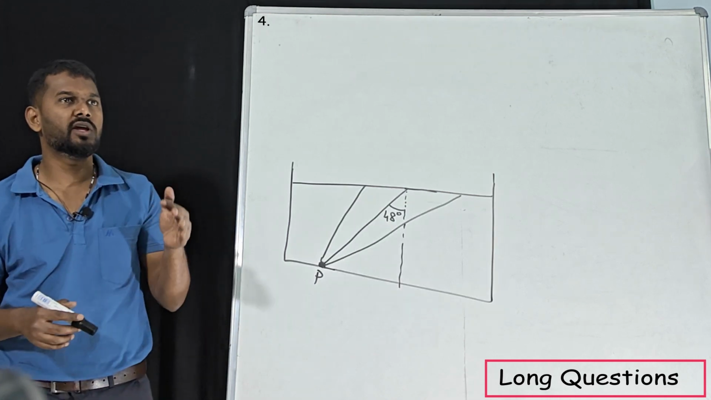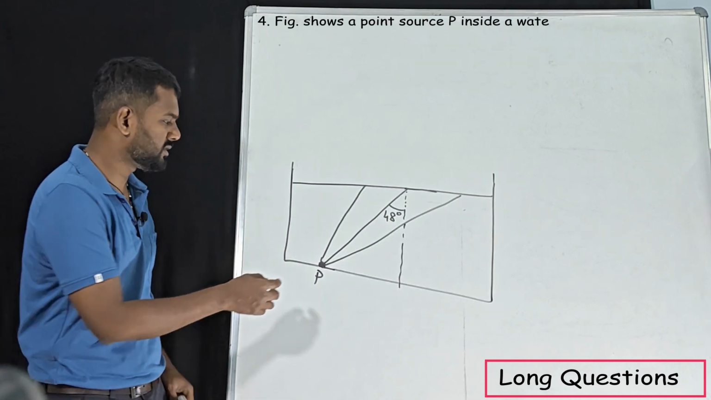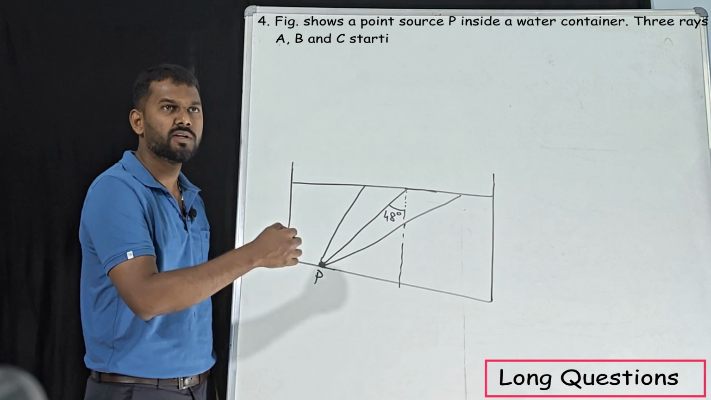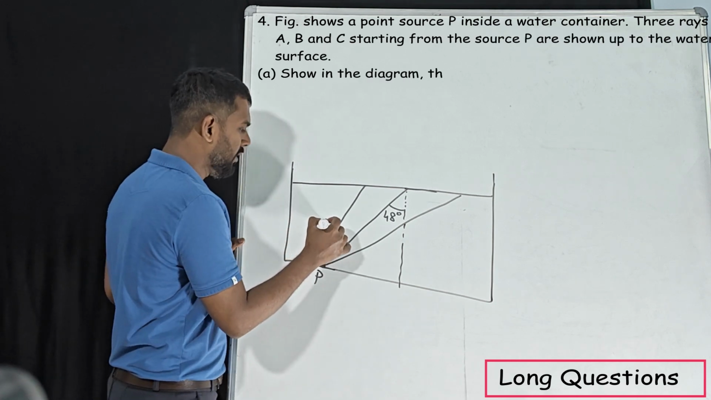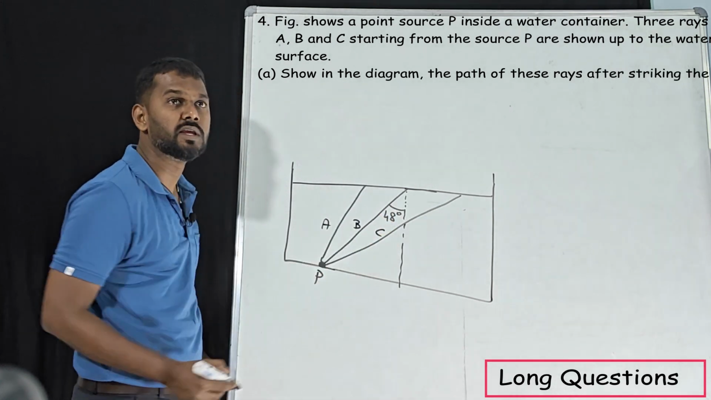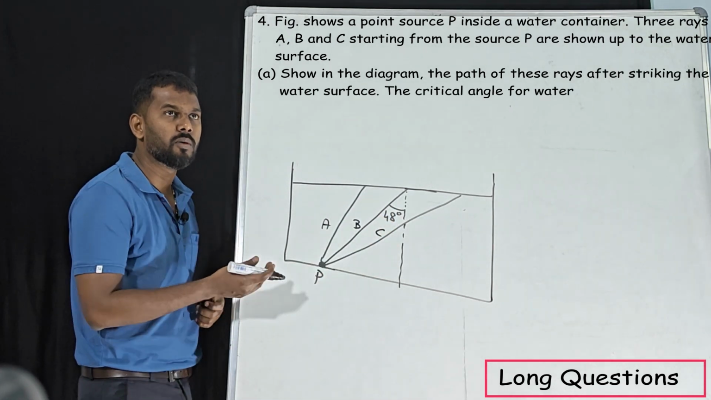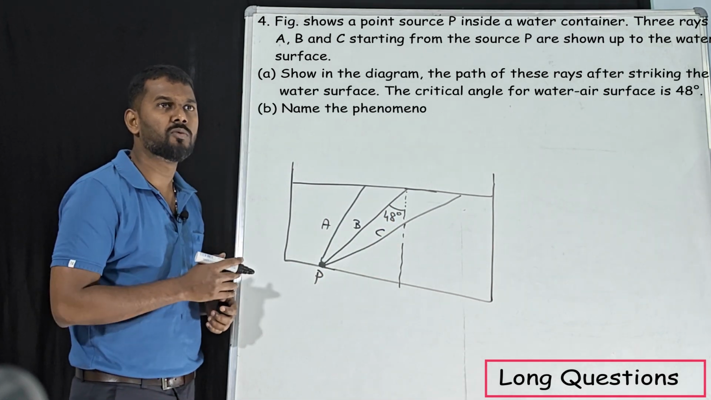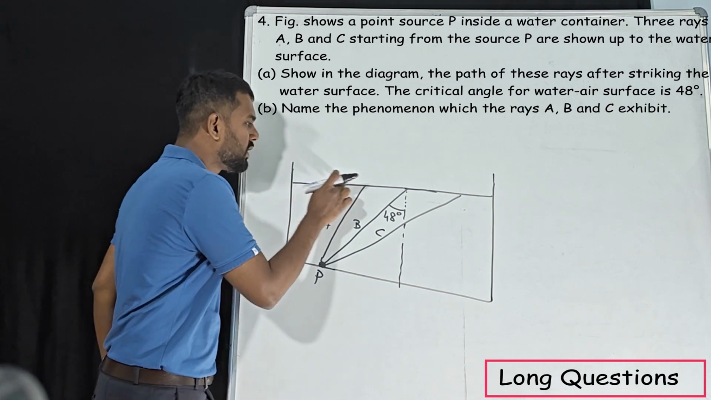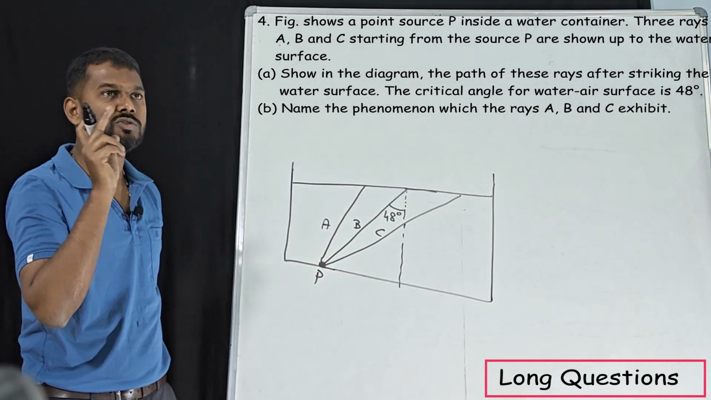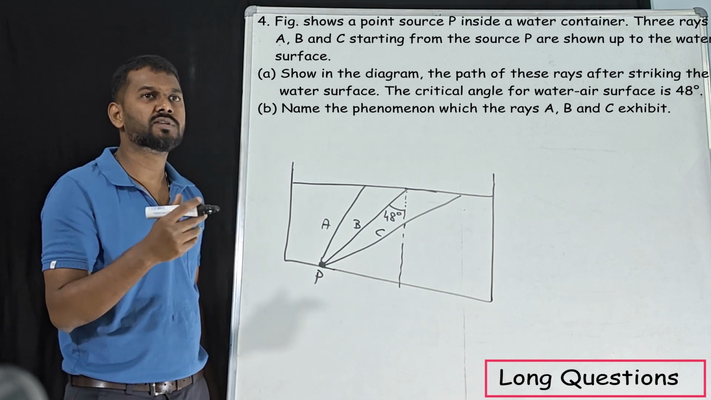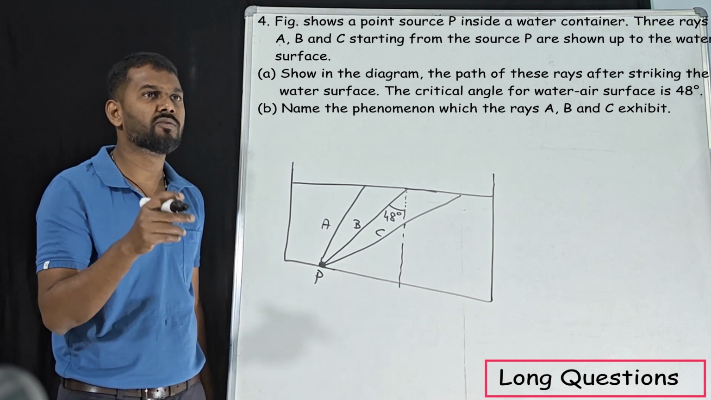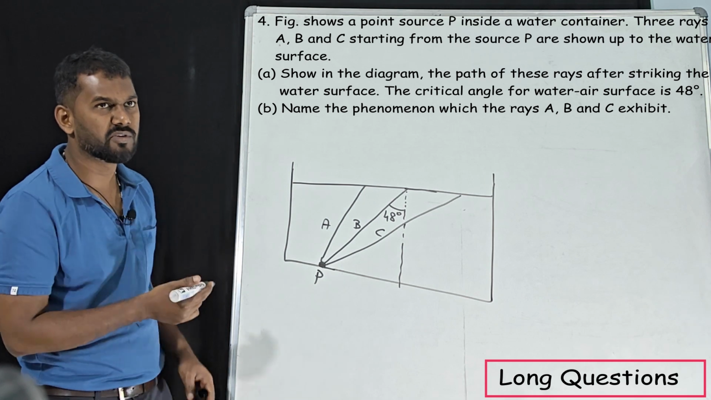Our next question: the figure shows a point source P inside a water container. Three rays A, B, C, starting from the source P, are shown up to the water surface. This is A, this is B, and this is C. This is the water surface. First, show in the diagram the path of the rays after striking the water surface. The critical angle for the water-air surface is 48 degree.